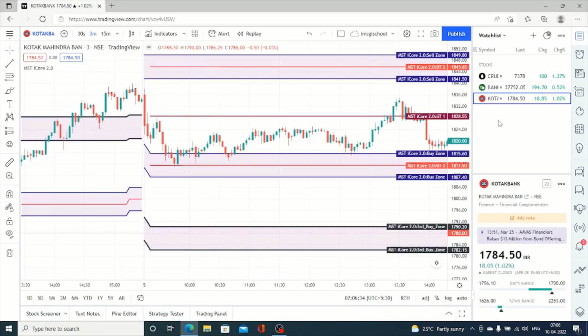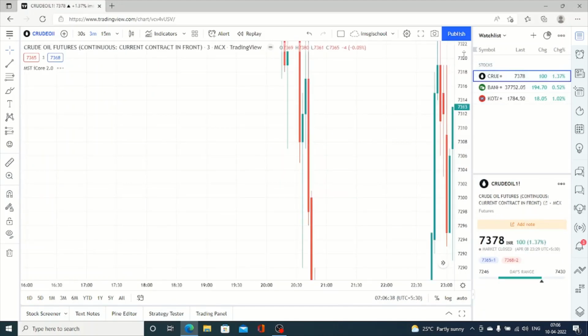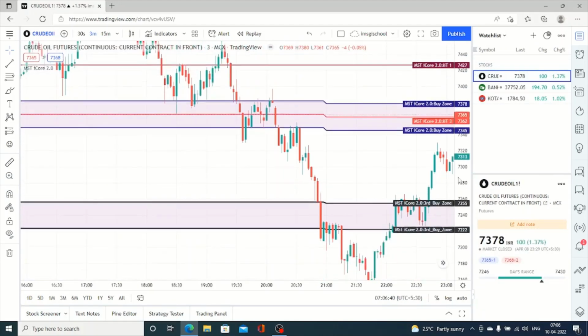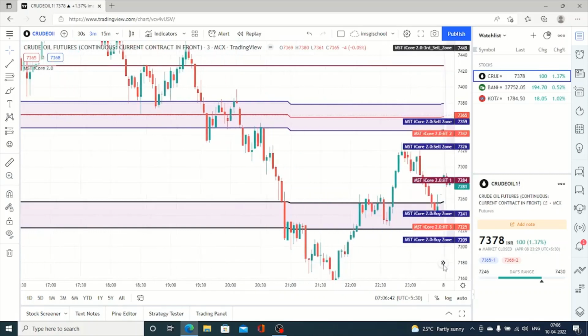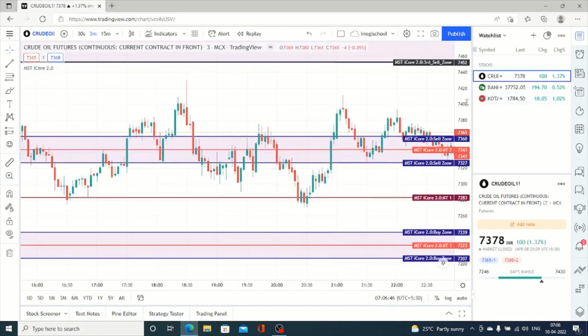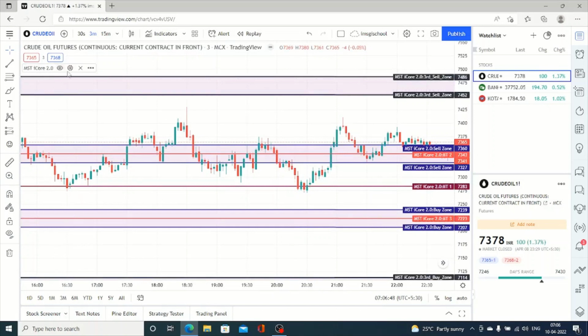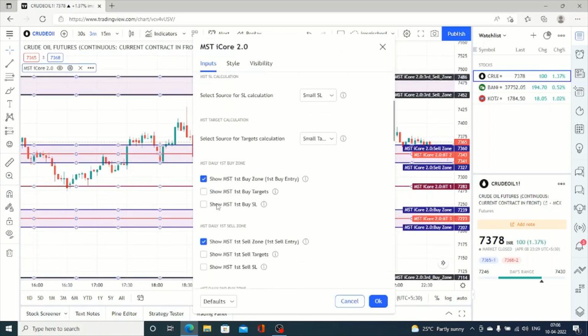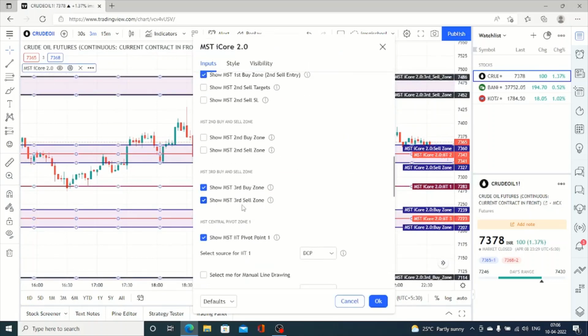Okay, thank you all. If you want me to show other script also, I can show you. I show you in CRUDEOIL. So all the script you can check, because it is not a repainting indicator, it will always work for you. So I will add one more zone, that is second sell zone and second buy zone.